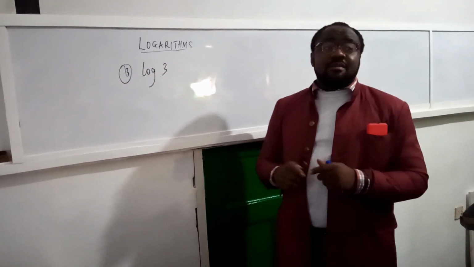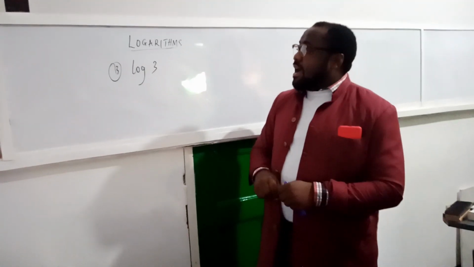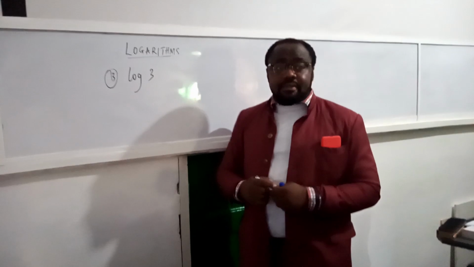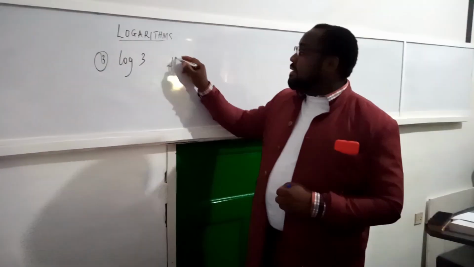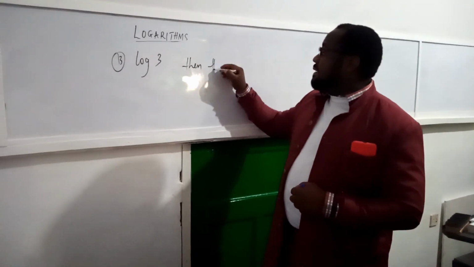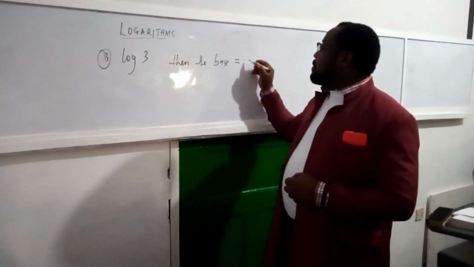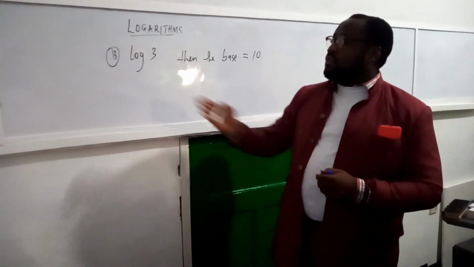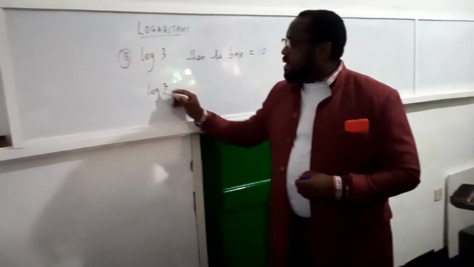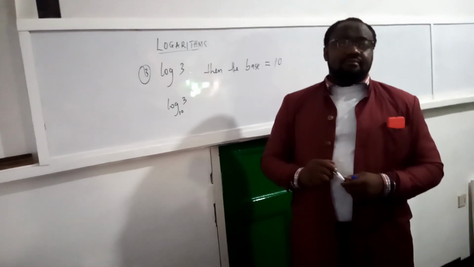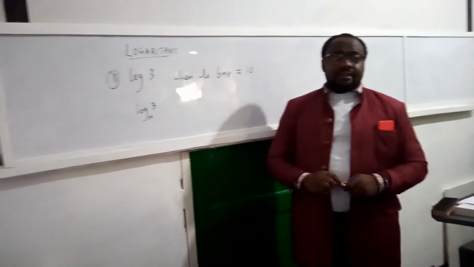So the question that comes to mind is, what is a base? Now, according to the rules of logarithms, when the base is not written, then the base is equal to 10. So this is the same as log 3 base 10. This is the rules of logarithms.